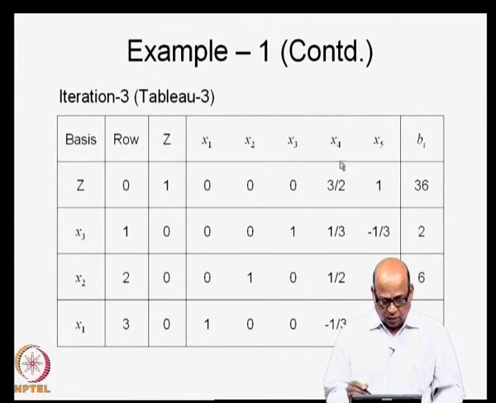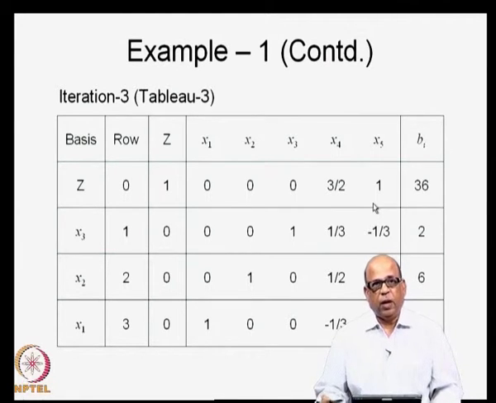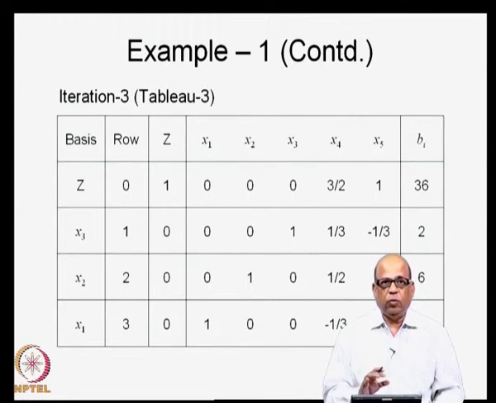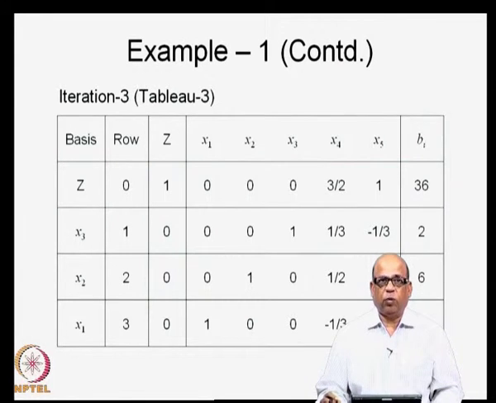If you bring in either x4 or x5 into the basic variables, the z value will decrease because they have positive coefficients here. And therefore, because there is no variable which has a negative coefficient in the 0th row, this solution is in fact the optimal solution, because this solution cannot be improved further by bringing in any of the currently non-basic variables into the basis.